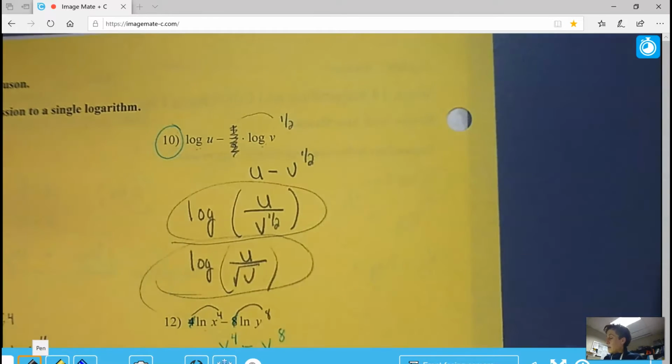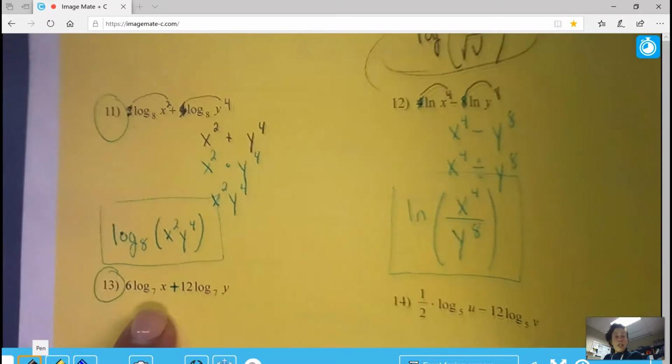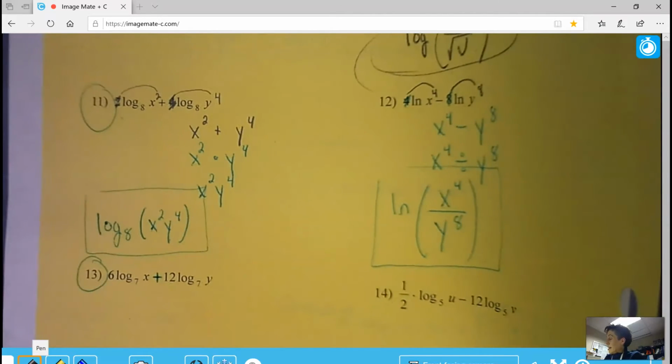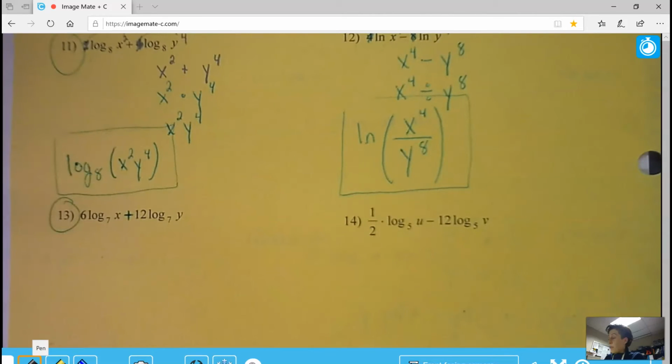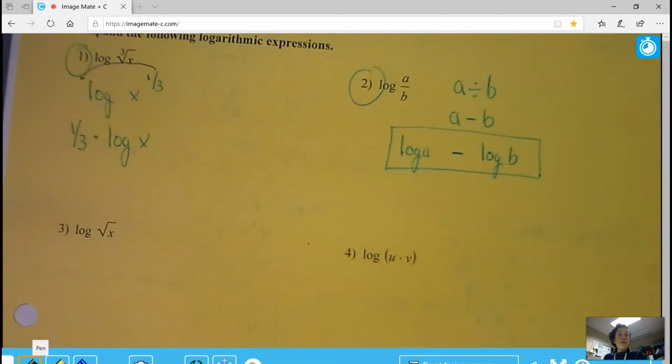So now what I want you to do is to finish this side. And we did do 13. I changed 13 to a plus. All right, but the rest should be pretty simple as far as this goes. So that is the yellow page. The next video is going to be on solving.